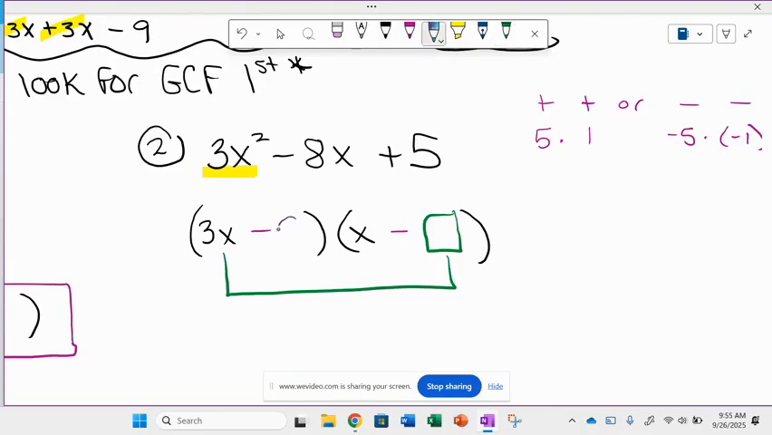And this number will multiply with whatever's here. That's how we get the x terms. So now I need to add to a negative 8.